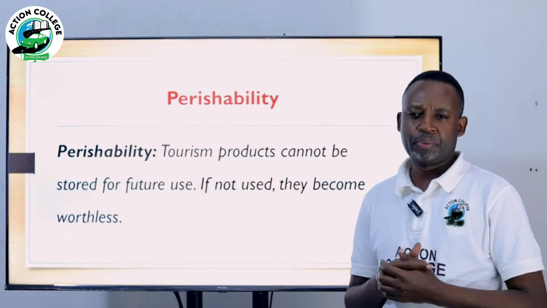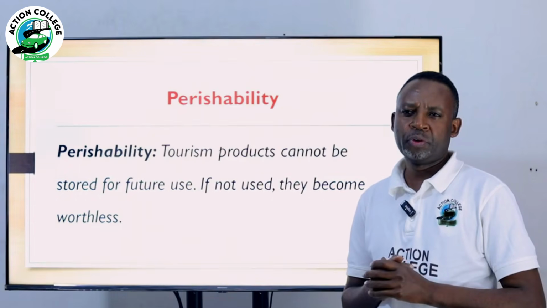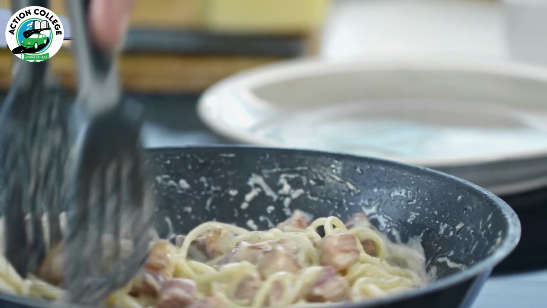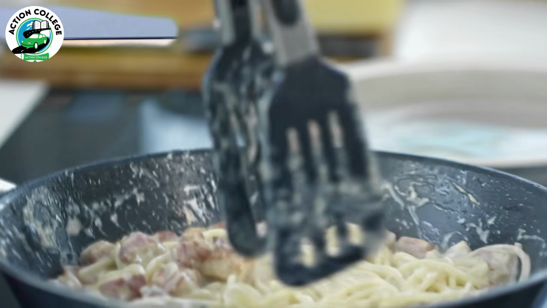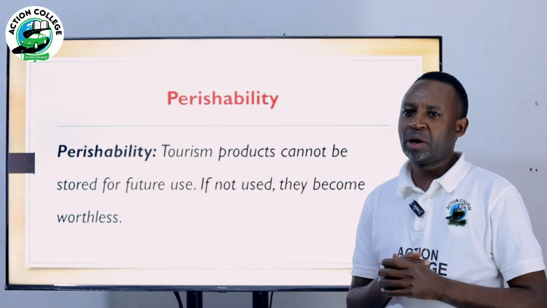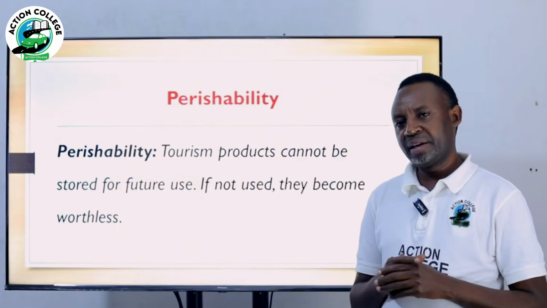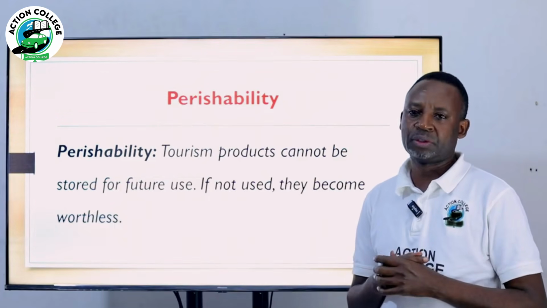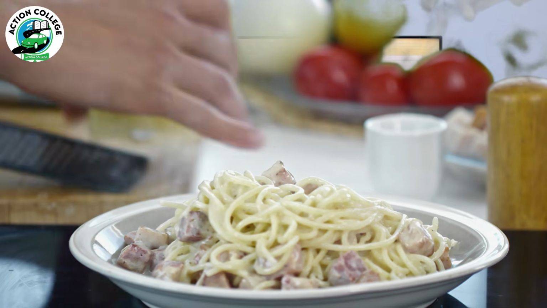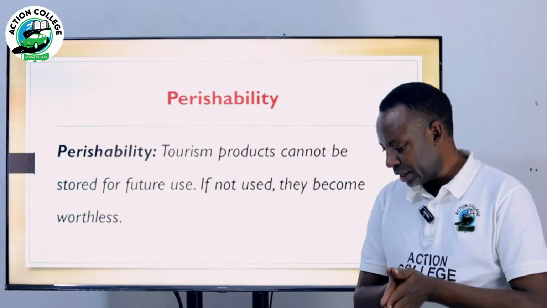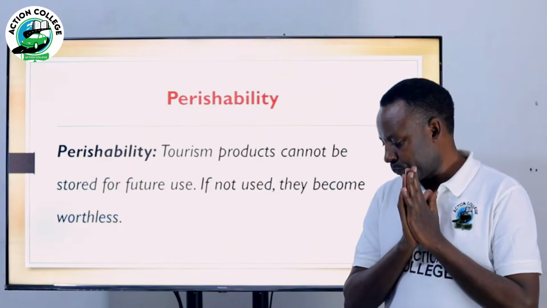We can take another example. For example, if you're running a restaurant and you make a buffet and people cannot come to consume your buffet, you cannot say, I will keep the food, then I will sell it after 2 days when I get the customers. No, the food will have gone bad. So which means tourism products are very perishable.